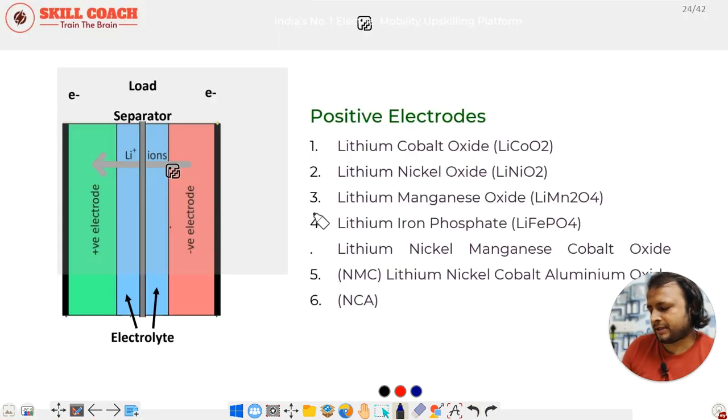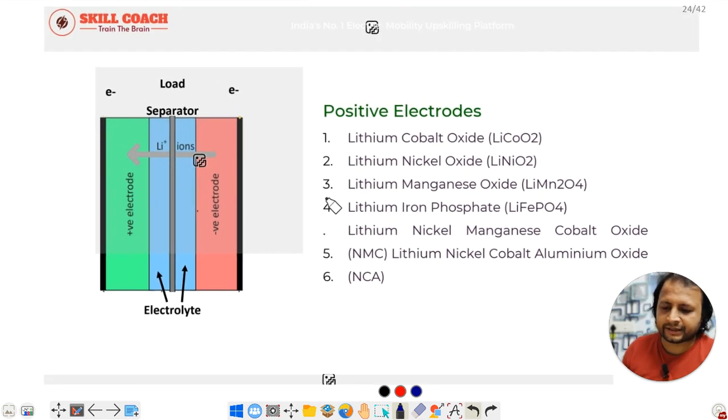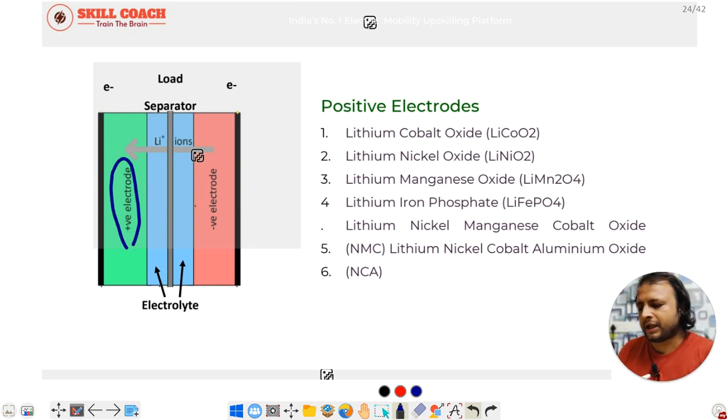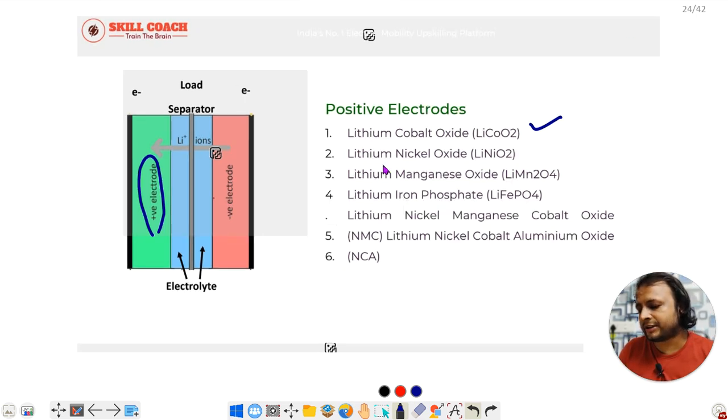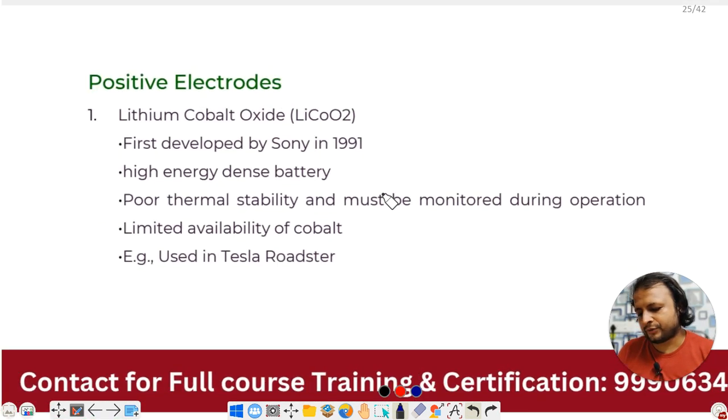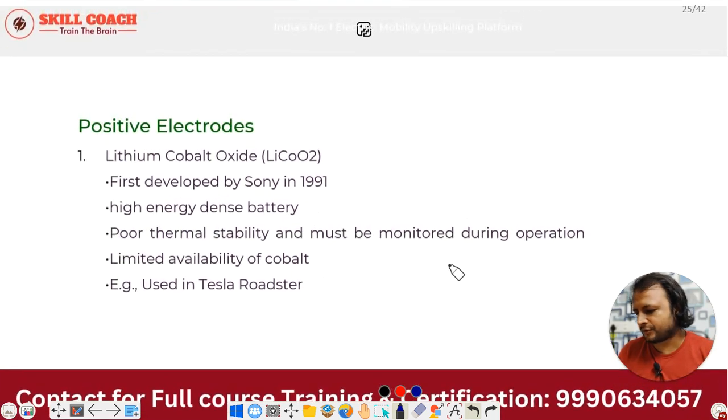Now you can move ahead with what are the parts and their working, that is important. We have positive electrodes, let us understand what are the things. When we are making the positive electrode with the help of lithium cobalt oxide, what is the advantage of that? And when we are making lithium nickel oxide, what will be the advantage of that? When we are making lithium manganese and lithium iron phosphate, lithium nickel manganese cobalt oxide, NMC, and lithium nickel cobalt aluminum oxide, what will be the advantage of using these positive electrodes, of lithium cobalt oxide or lithium nickel oxide?